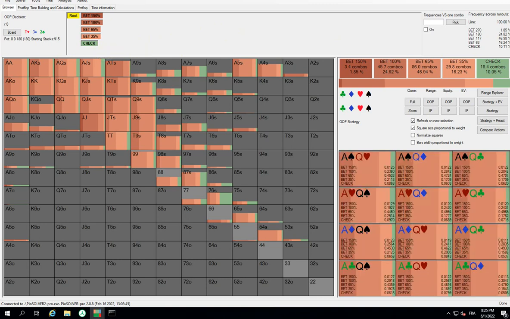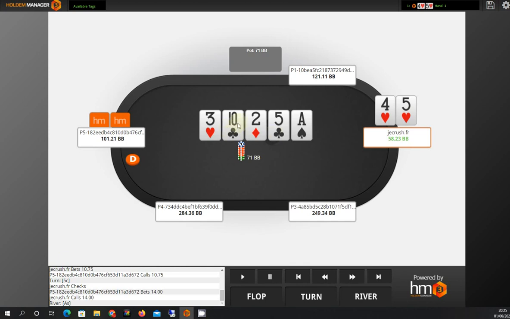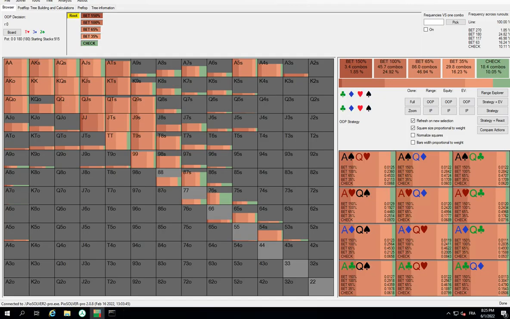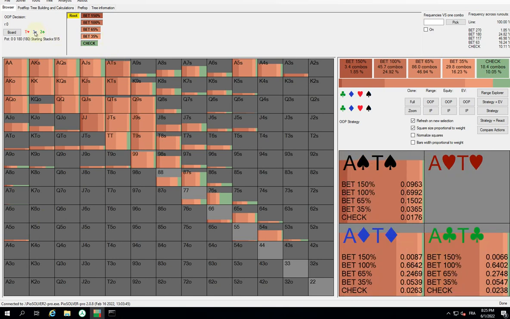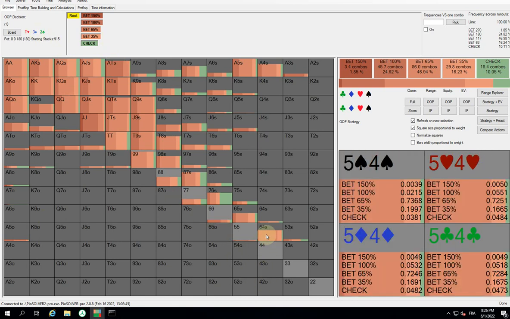There's something we need to take into account in the real hand. The suits are not the same as in the simulation. We've got the 5-4 of hearts, which are suited with the same suit as the 3, and in our simulation the 3 of diamonds. So we'll need to check the solution for the 5-4 of diamonds at the bottom right of the screen.